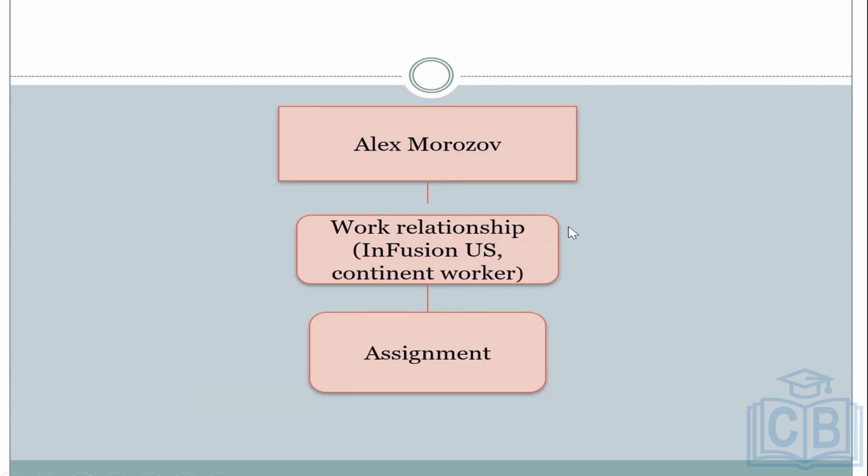And what is a work relationship? It's a relationship between the legal employer and the employee itself. Okay, so that is the thing. What is the relationship he has between the employee and the employer, the enterprise? And what about the assignment? That is called the assignment. What assignment is he holding?